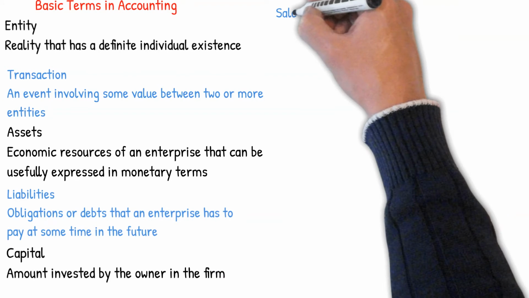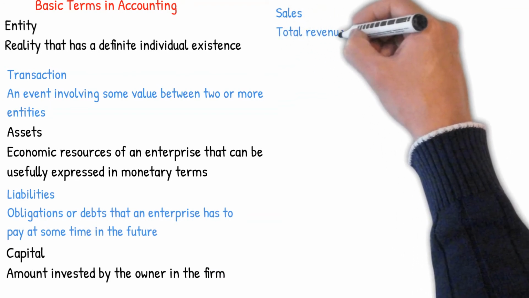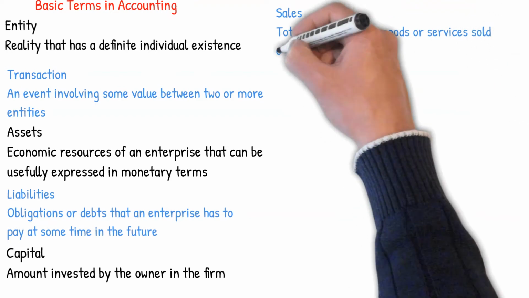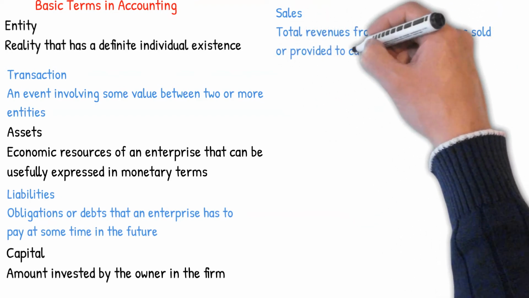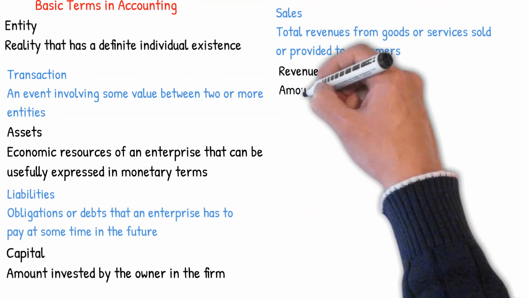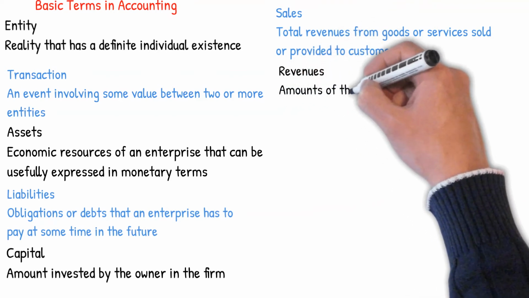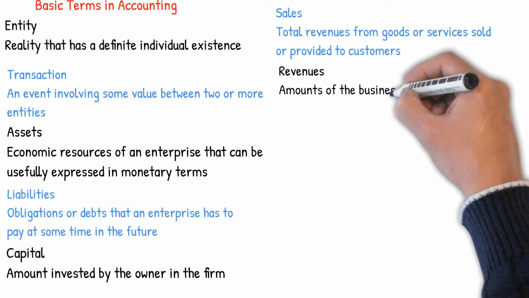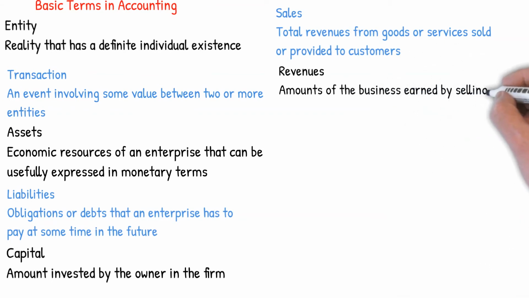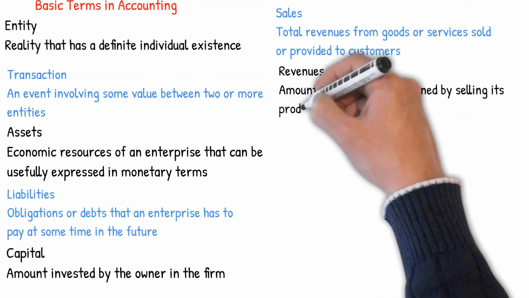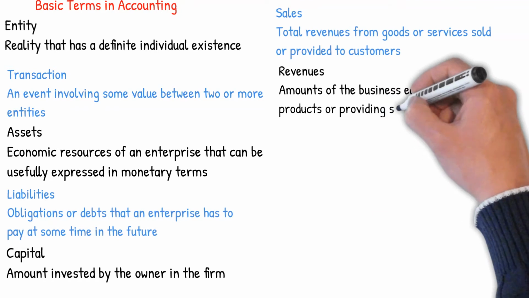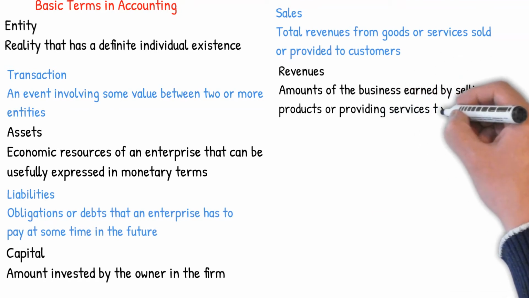Sales. Sales are total revenues from goods or services sold or provided to customers. Sales may be in cash sales or credit sales. Revenues. These are the amounts of business earned by selling its product or providing services to customers. Example, commission, interest, dividends, royalties, rent received, etc. Revenue is also called as income.